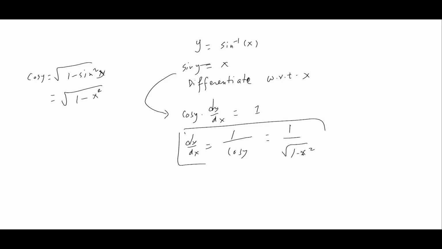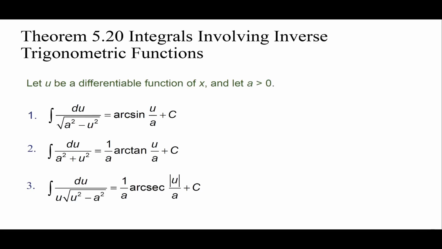So now using this relation, we can say that the derivative of sine inverse of x is 1 over the square root of 1 minus x squared. Integration means antiderivative, so we can write the antiderivative of 1 over the square root of 1 minus x squared as y, which is sine inverse of x. So using that fact, we can collect these integral rules.